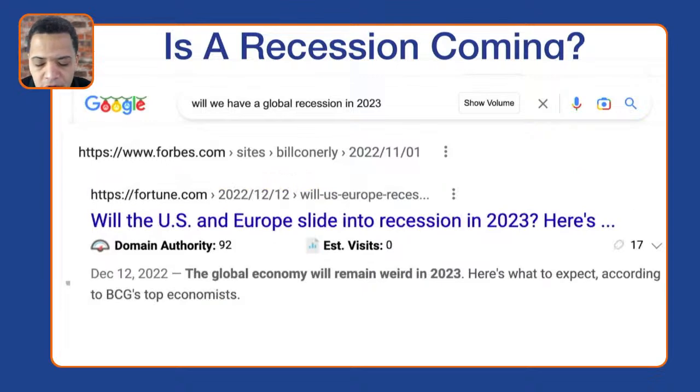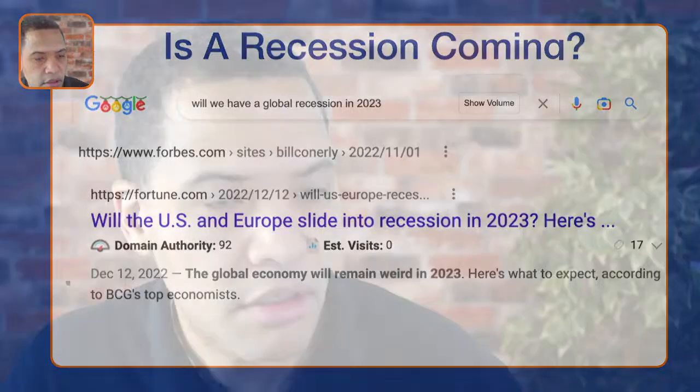And then here's another article from Fortune.com. Fortune.com says, will the U.S. and Europe slide into recession in 2023? And they say the global economy will remain weird in 2023. And this was back on December 12th of 2022. So, guys, I don't know where you stand on this, right? I don't know what you think about this, but obviously something's going on here in our economy and our global economy that's allowing the subject matter experts to start thinking about, wait, do we need to start preparing for a recession?